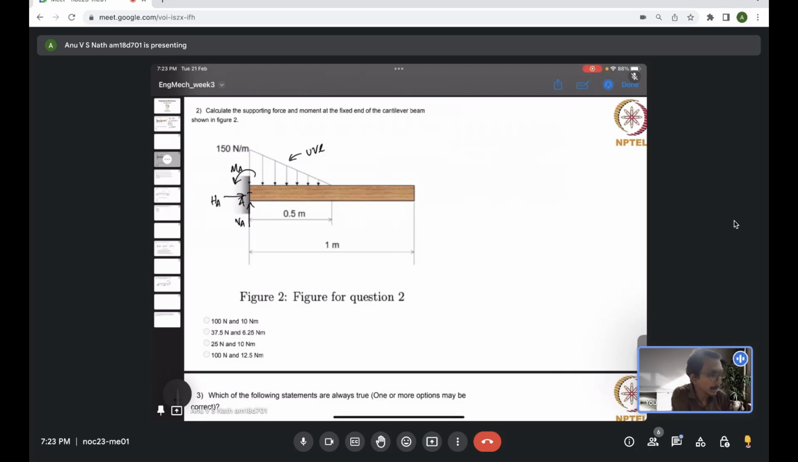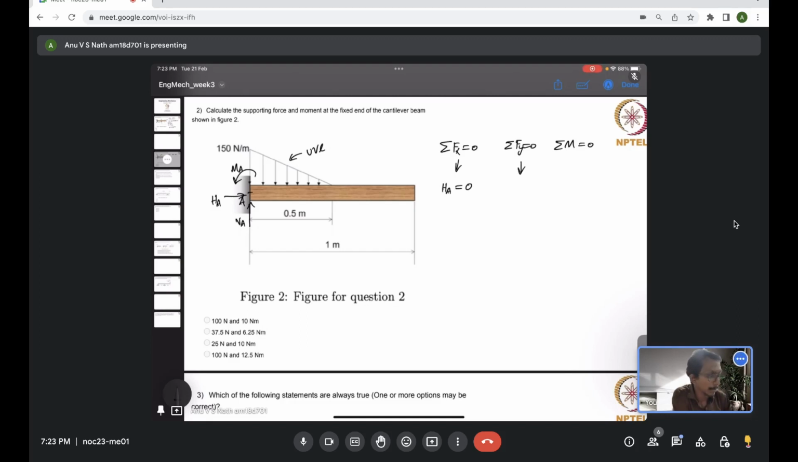We will use the equilibrium equations for a planar system. The net horizontal force should be 0, the net vertical force should be 0, and the net moment about any point should be 0. If we use the horizontal reaction equation, there are no horizontal forces acting in the system, so HA is balanced with 0 itself. Basically HA is 0.